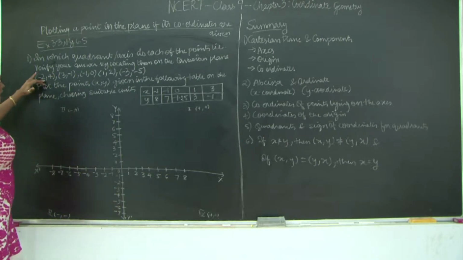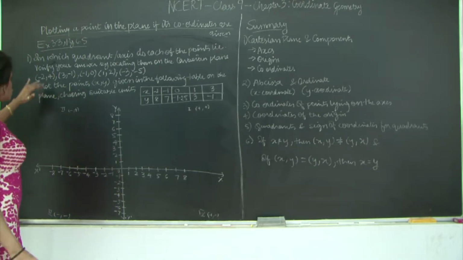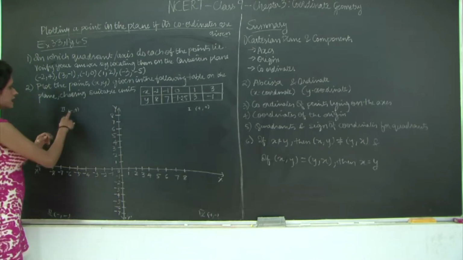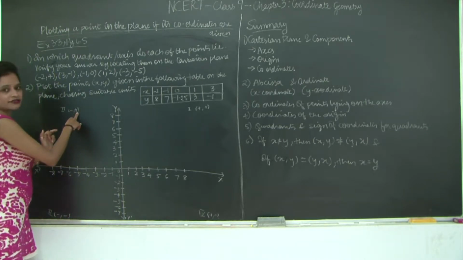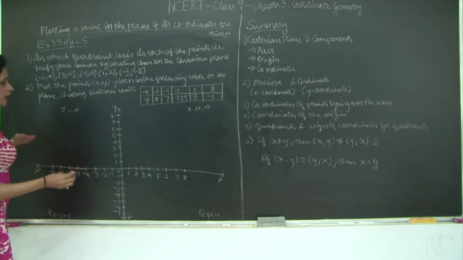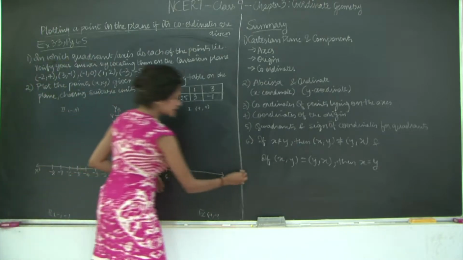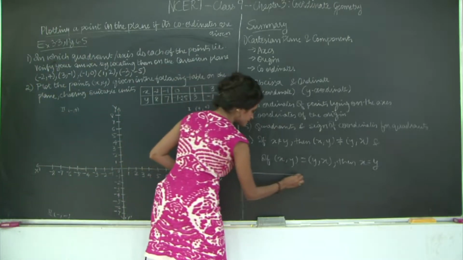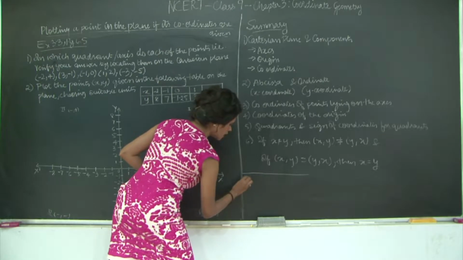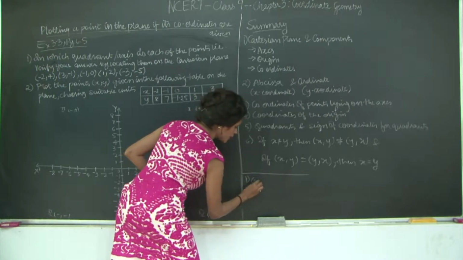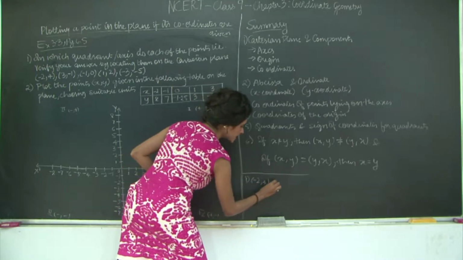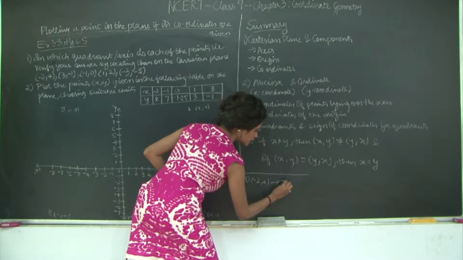So now we have the first point (-2, 4). So (-2, 4) is negative x coordinate and positive y coordinate. Therefore (-2, 4), where do I write it? I am just writing it in this space here. The first one, (-2, 4), lies in which quadrant? It lies in the second quadrant.